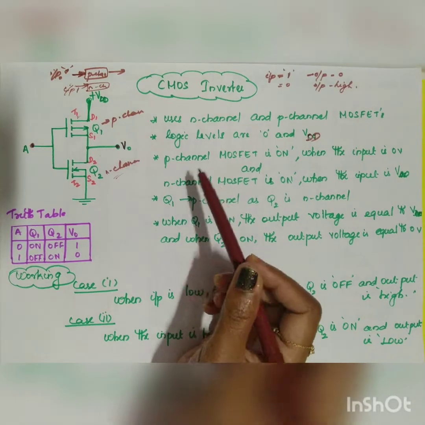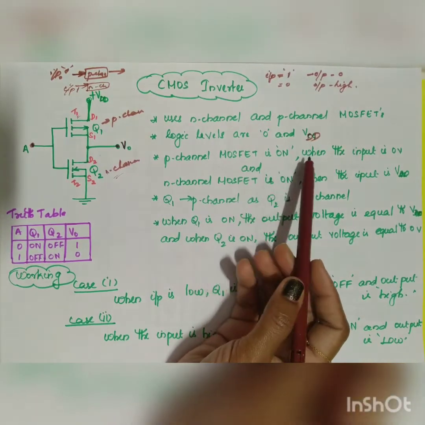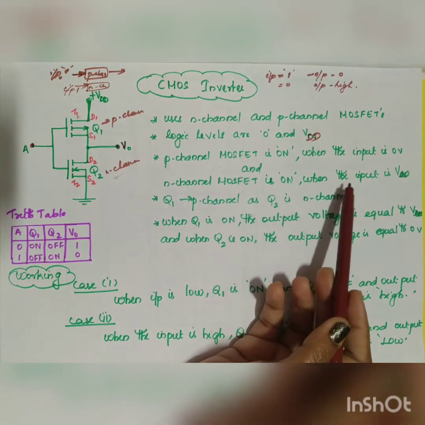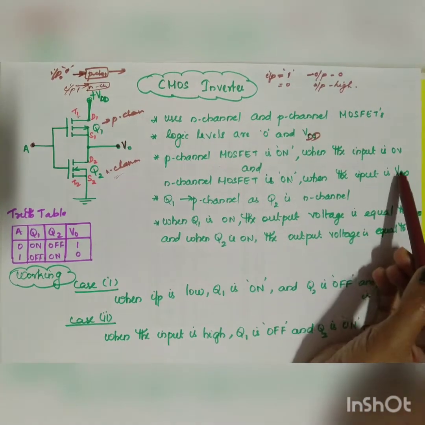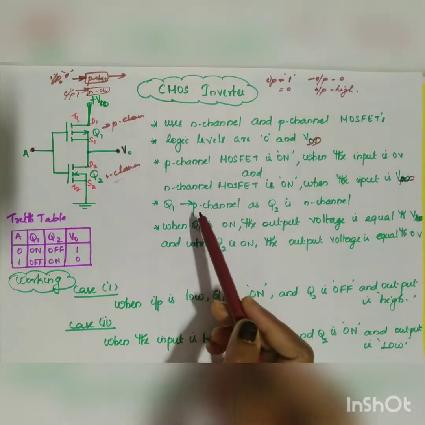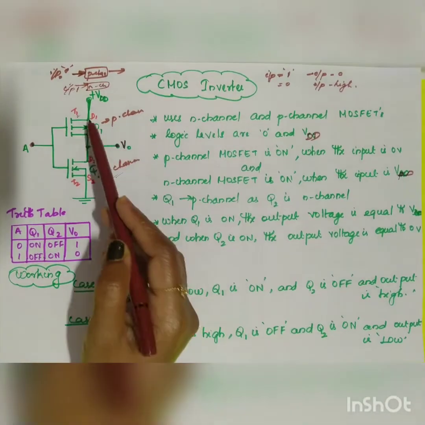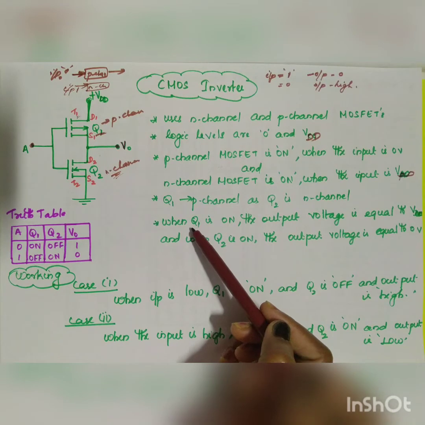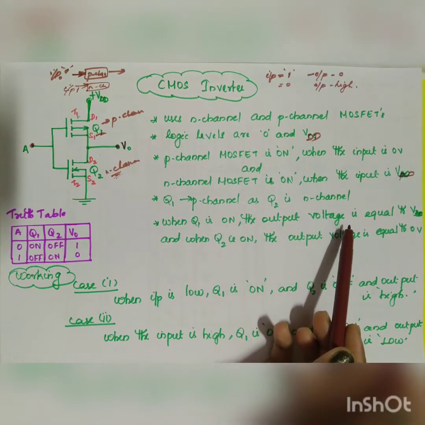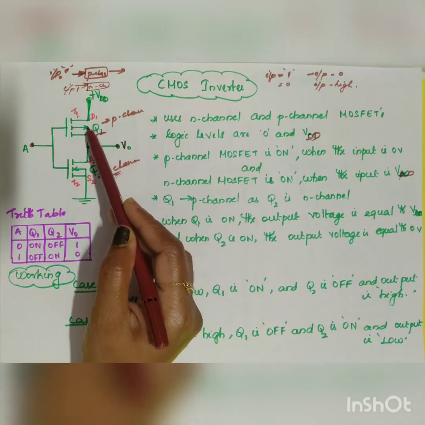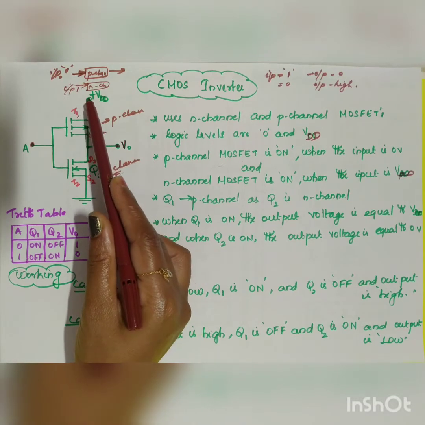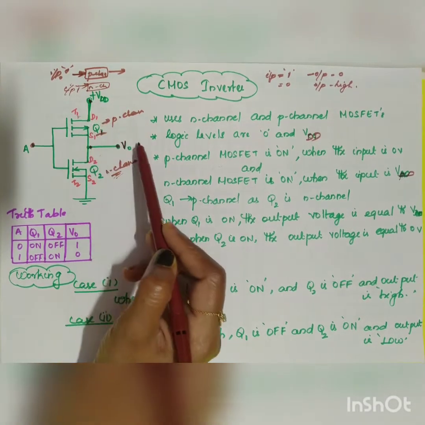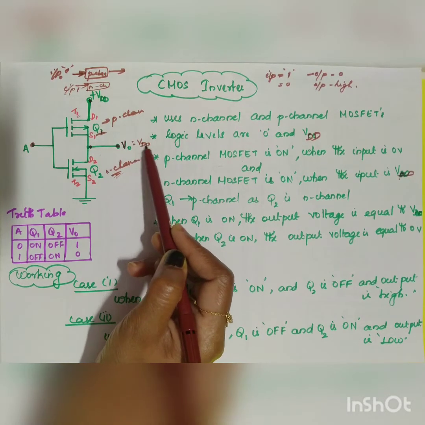Okay, supply voltage. Now P-channel MOSFET is on when the input is 0 volt, and the N-channel MOSFET is on when the input is VDD. Okay, now Q1 is the P-channel, right? Q1 is P-channel whereas Q2 is N-channel. When Q1 is on, what will happen? Your output voltage, this is your V out, will be equal to VDD.